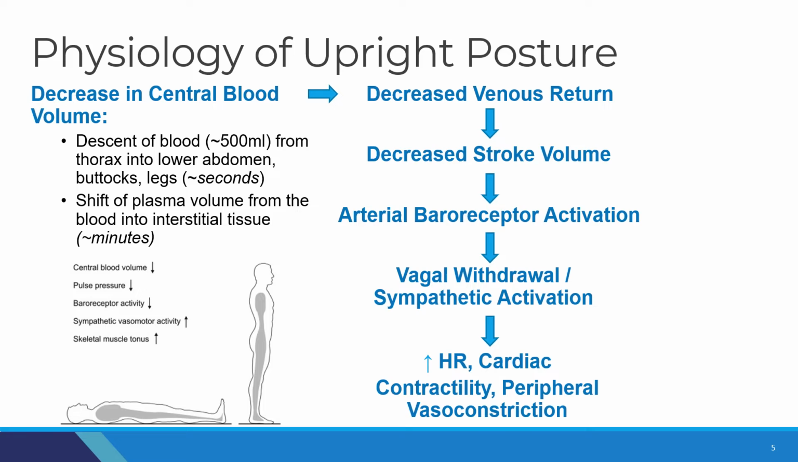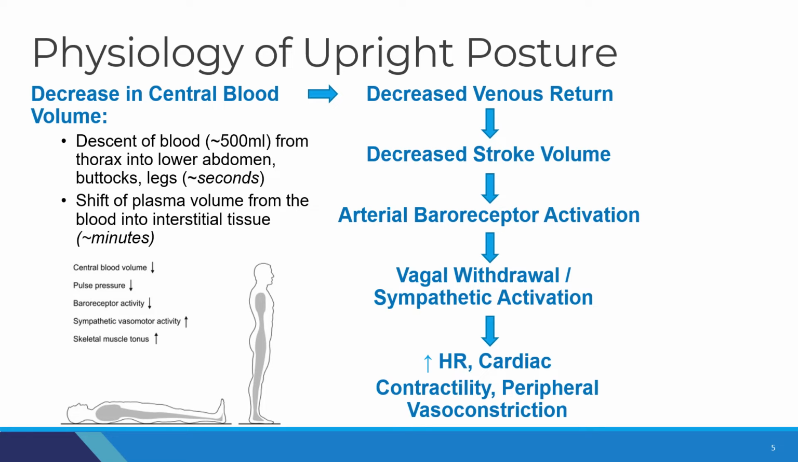Let's look at the pathway that causes this increased sympathetic activation. This slide shows the normal physiology of a patient without POTS. When you stand, there is a decrease in central blood volume from the descent of blood and the shift of plasma volume from blood to interstitial tissues. This leads to a decrease in blood returned to the heart and a subsequent decrease in the amount of blood being pumped forward by the heart.